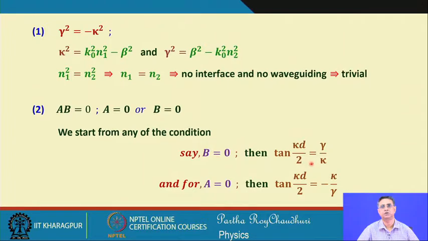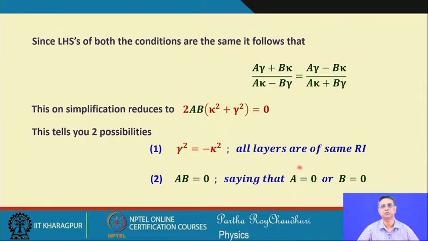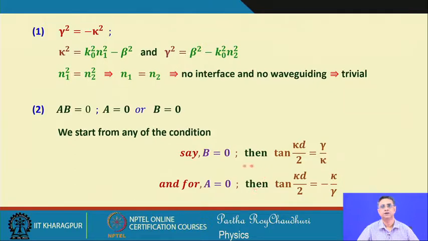So, I put b equal to 0, I get this condition, and in a similar way if I put a equal to 0, I will get this condition. In that case, when you put a equal to 0, you get kappa by gamma, the reciprocal of the earlier case, with a negative sign. So, you get two conditions for b equal to 0 and a equal to 0.